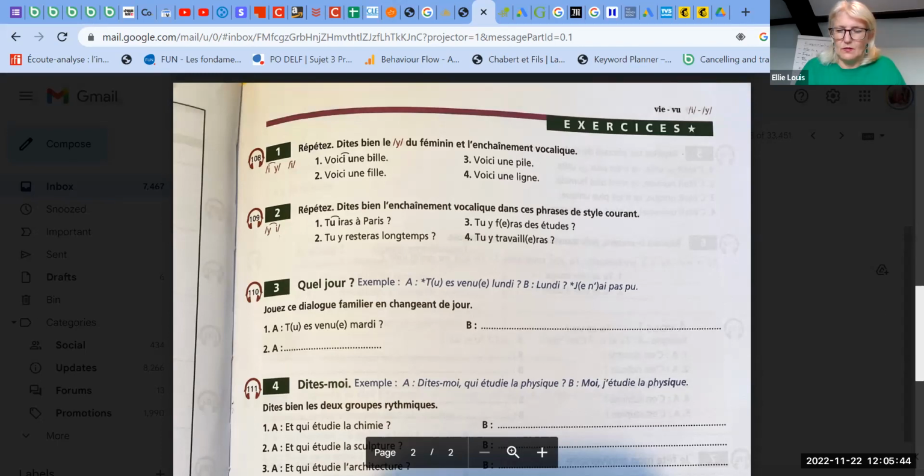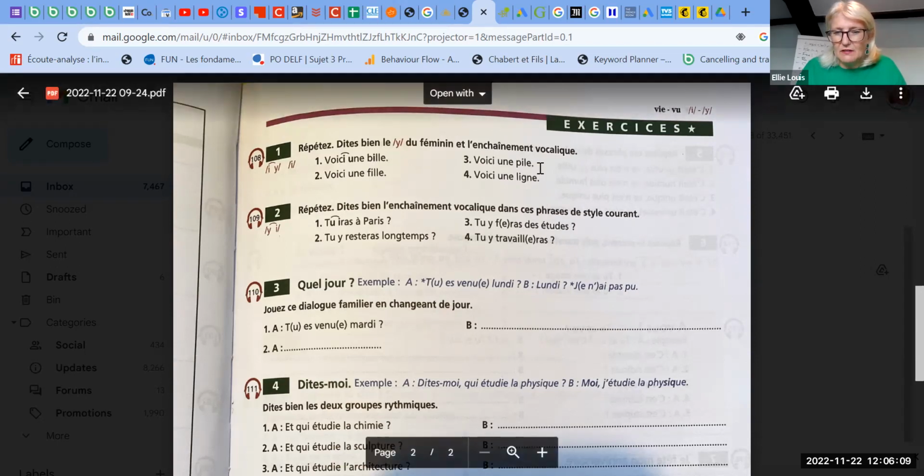Deux. Voici une fille. Want to say that one? It's fille, isn't it? Fille. Trois. Voici une pile. That's a bit different, isn't it? That pronunciation. Let's look at the spelling of that. So this is the double L that you've just done, and that was a single L, yes.